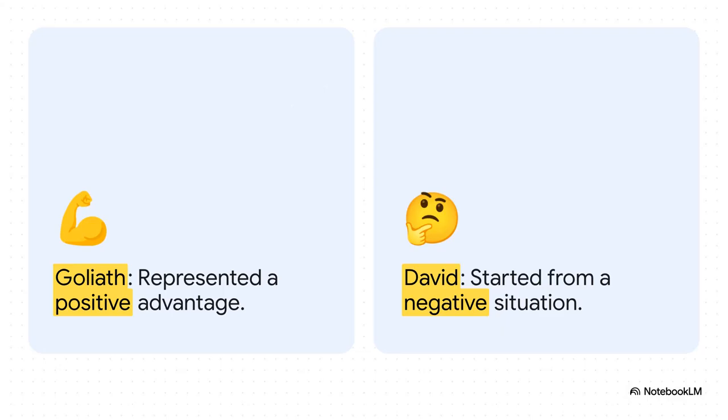And this is where it gets really interesting. Look at how they frame this. Goliath, the giant, the guy everyone expected to win, he represents a positive advantage. And David, the little guy, the underdog, he's starting from a negative situation. You see what's happening here? Right from the jump, numbers are getting a value judgment. Positives mean you're ahead, negatives mean you're struggling.